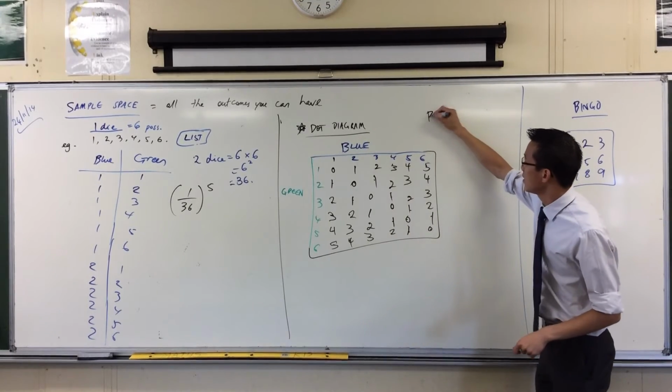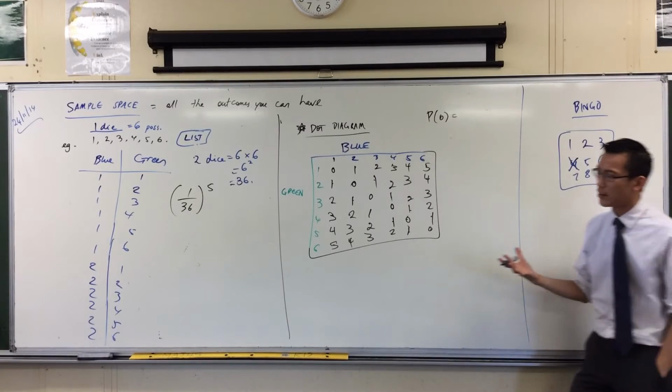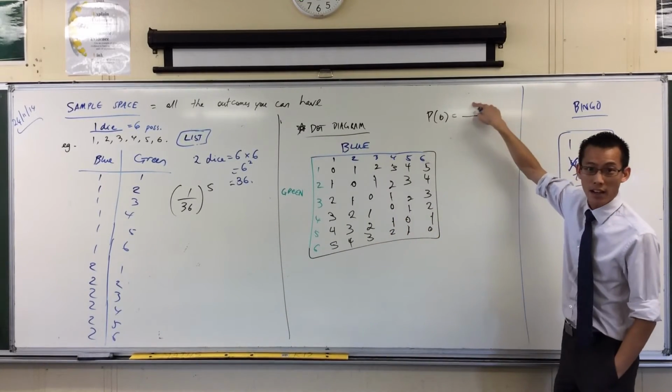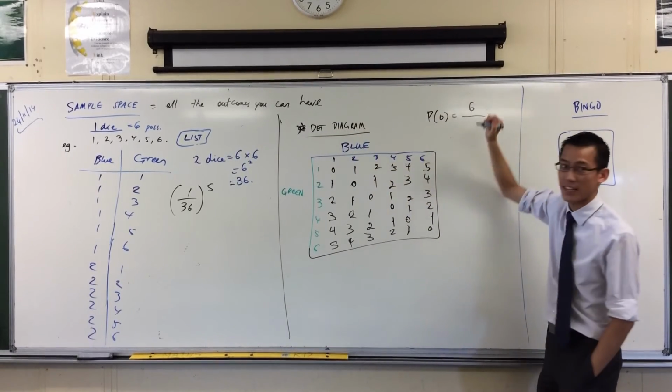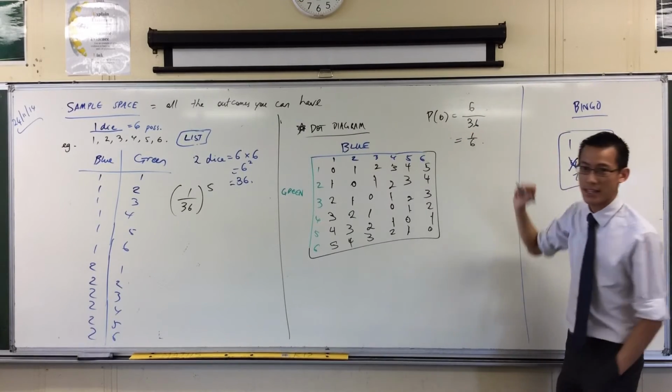The probability of a 0. What's the probability of 0? Well, we remember the probability is favorable outcomes over sample space. Well, there are 6 ways to get a 0, and there are 36 total outcomes, so there's 1 out of 6.